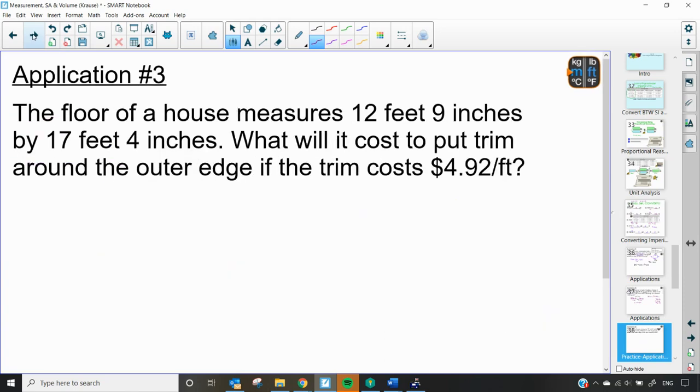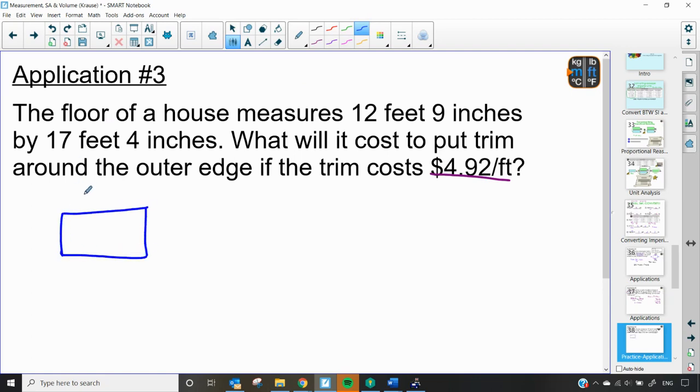All right, moving on to our third application. The floor of a house measures 12 feet 9 inches by 17 feet 4 inches, and we're being asked what the cost will be to put the trim around the outer edge if the trim costs $4.92 per foot. So again, we're dealing with a measurement problem. We're going to set up our diagram.